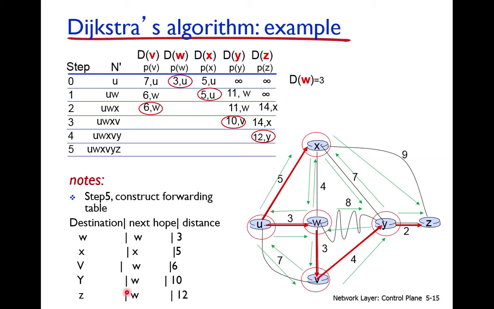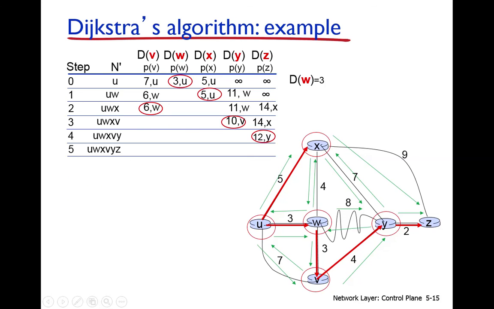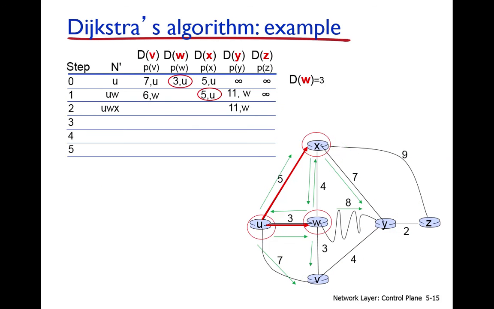Next hop is W. Similarly from U to Z, its cost is 12. And if you want to move from U to Z, you have to move through W. So the next hop from U to Z on the path is W. So this forwarding table is constructed. So these are the steps involved in the link state routing protocol.